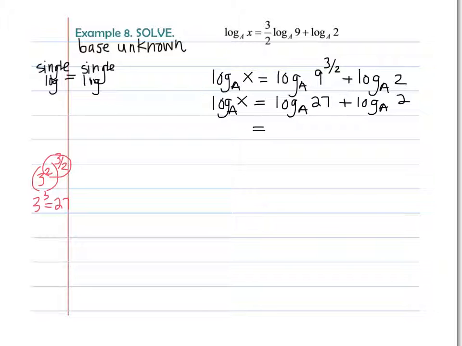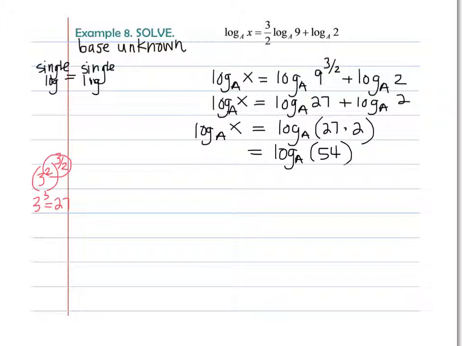Okay, so we're still working on condensing the right-hand side into one log. Now that we have log base a of 27 plus log base a of 2, we can use our log rules to rewrite that as a product. It's 27 times 2. Okay, so if we multiply that together on the right-hand side, we have log base a of 54.